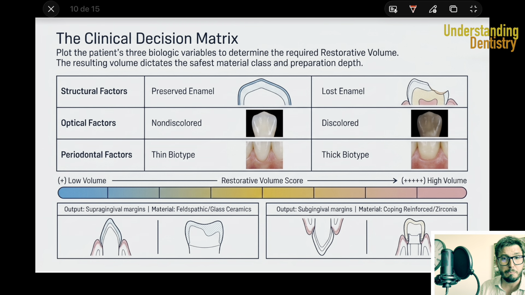The clinical decision matrix. Your decision of material will depend on structural factors, if you have enamel preserved or not; optical factors, your substrate; periodontal factors, your soft tissue biotype, if it's with keratinized tissue or thin; and then this will tell us about your restorative volume. So this will tell us if you need to prepare more your tooth to receive a thicker material of restoration.